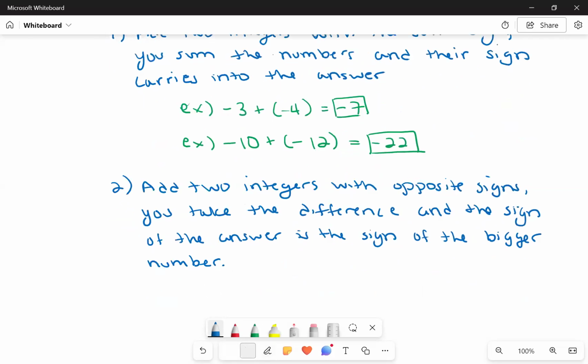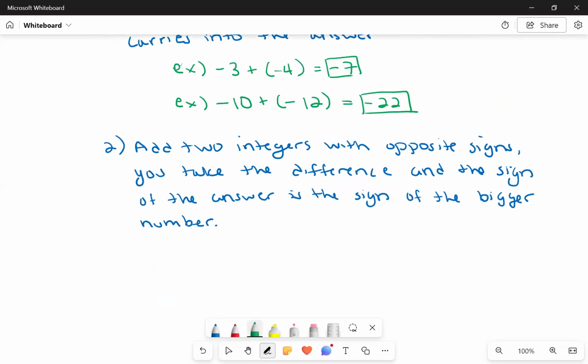All right, let's do an example. So let's say we have negative 4 plus 7. One number is negative, the other one is positive. So first thing I'm going to do is subtract the numbers, take the difference. So 7 and 4, that difference is 3. And because the bigger number is positive, the answer is positive. Since 7 is bigger than negative 4, the answer is positive.